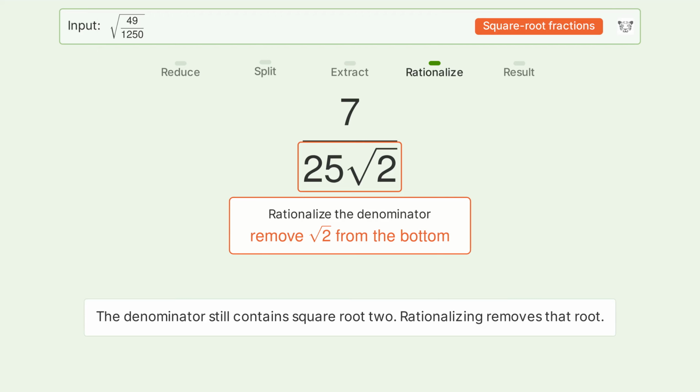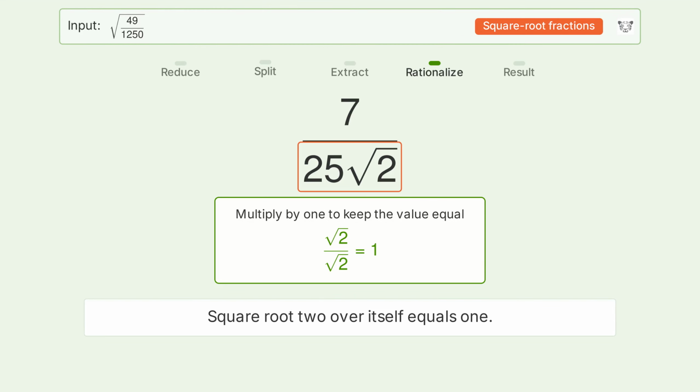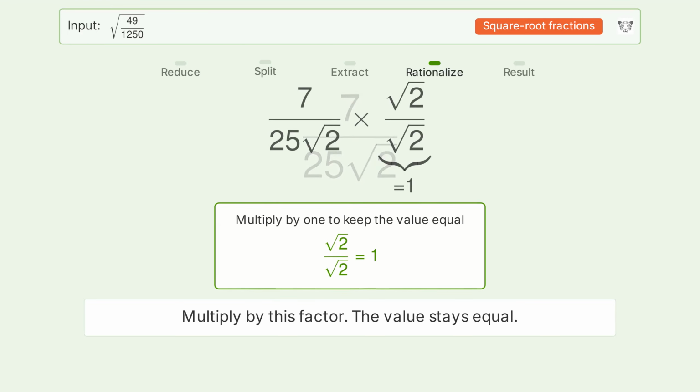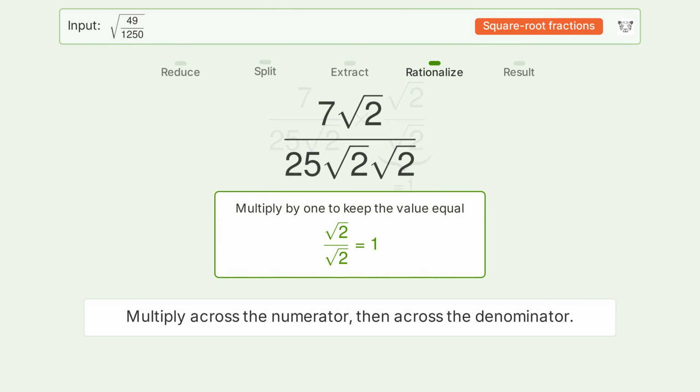The denominator still contains square root 2. Rationalizing removes that root. Square root 2 over itself equals 1. Multiply by this factor. The value stays equal. Multiply across the numerator, then across the denominator.